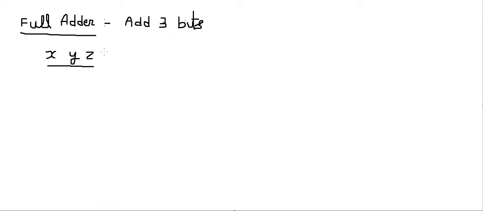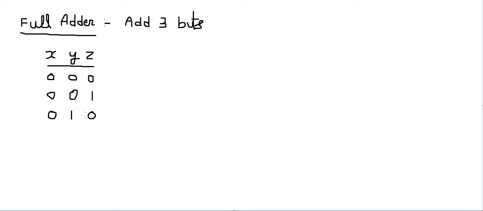Sum and carry are generated when we add 2 bits or 3 bits, as we have seen in the half adder. So what are the 3 bits and what are the various combinations from these 3 bits? As you know, with 3 bits we will have 2 raised to power 3, which is 8 combinations, like 0 0 0, 0 0 1, and 0 1 0. 0 1 0 in decimal, we know, is 2.